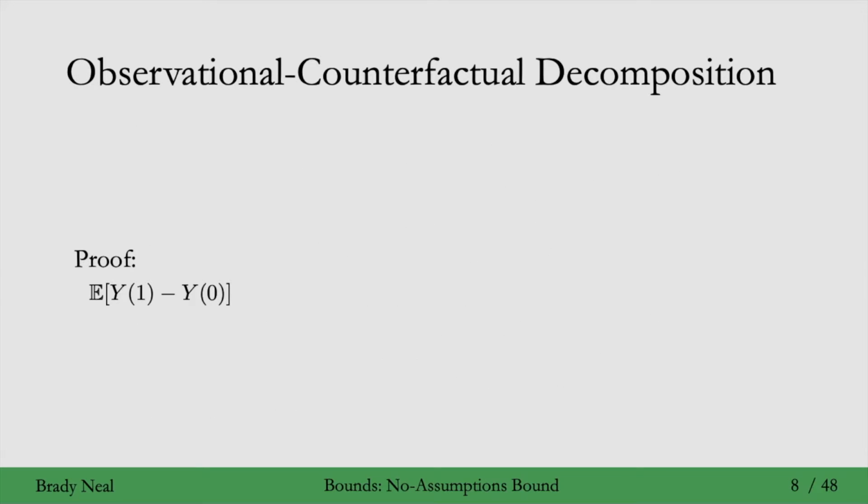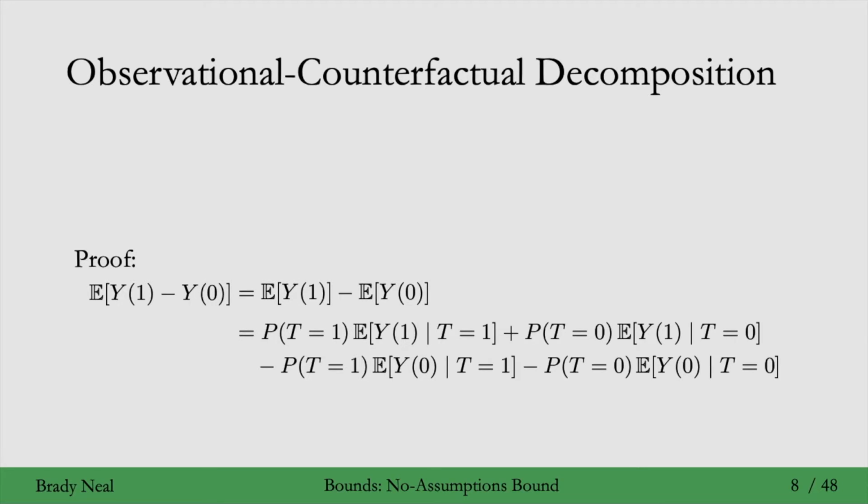Before we can get to the no assumptions bound, we'll quickly derive what we will call the observational-counterfactual decomposition. This decomposition is really important because we'll be using it for all of the different bounds that we get in this part of the lecture. So we're going to start with the ATE here and try to decompose it into something that might be useful to us. As usual, the first thing we do is use linearity of expectation. Then we break each of these terms up into 2 components each. This is the usual trick of conditioning on some variable and then marginalizing it out.